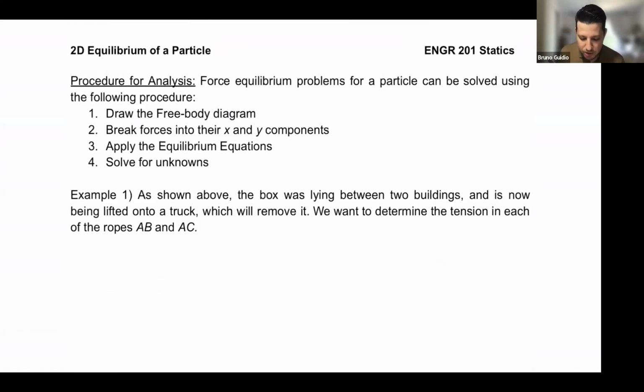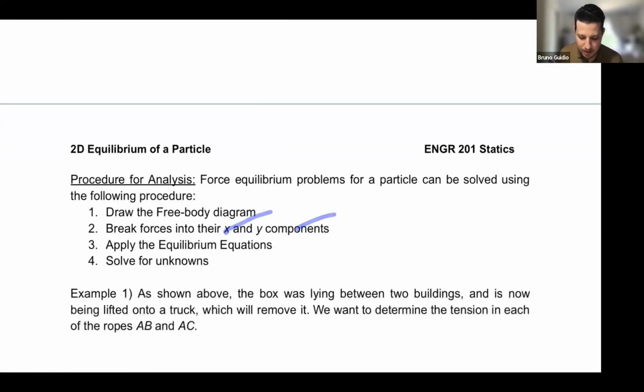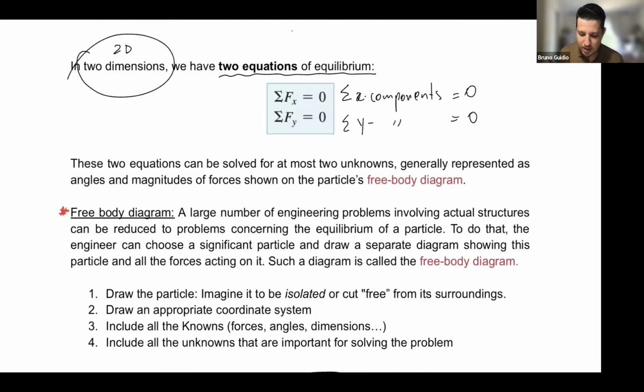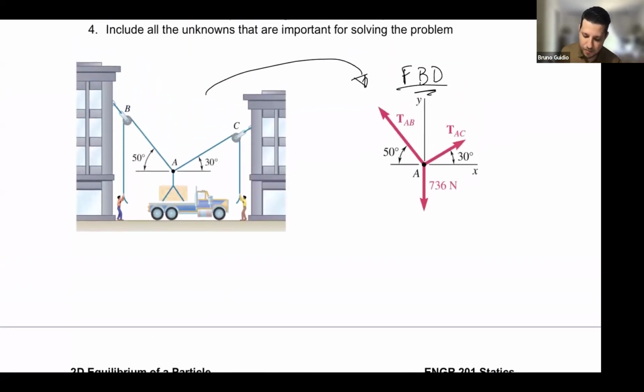How can we solve it? First, we're going to draw the free body diagram. Second, we're going to break forces into X and Y components. And third, we're going to apply the equilibrium equations. Which equilibrium equations, Bruno? Well, the sum of the forces in X should be 0, and the sum of the forces in Y should be 0. After that, let's solve for the unknowns. That's what we're going to do, and let's use that problem as an example. So let me copy this.